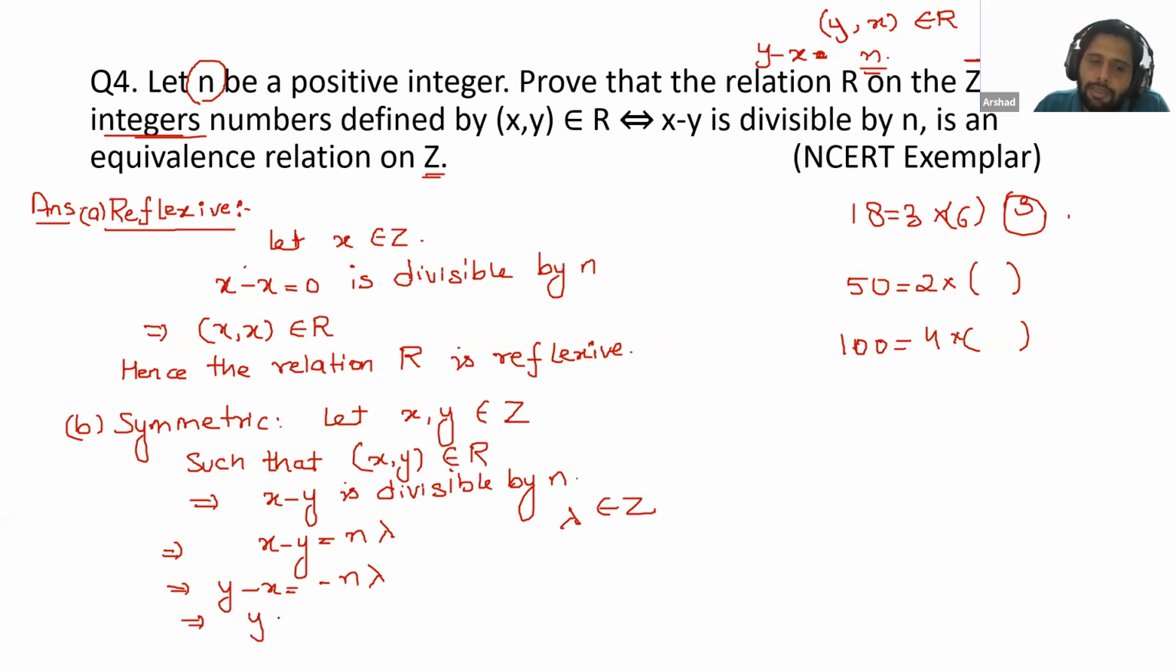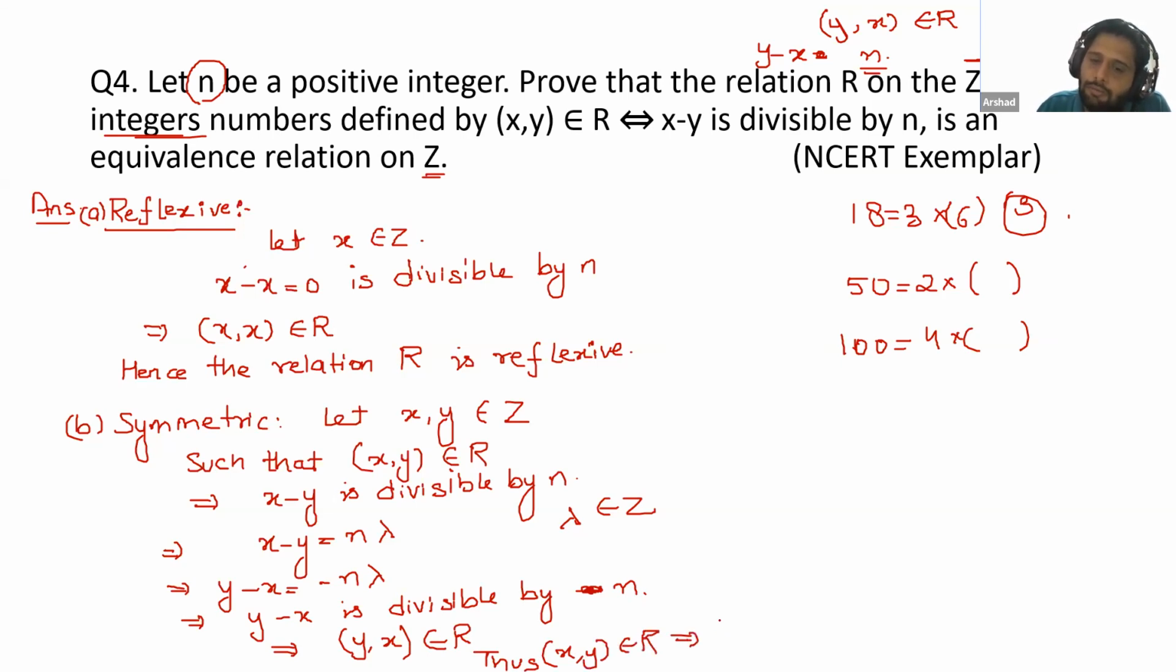This implies y minus x is divisible by n. This implies y comma x belongs to the relation R. So to repeat, x comma y belongs to R implies y comma x belongs to R. Hence relation R is symmetric.